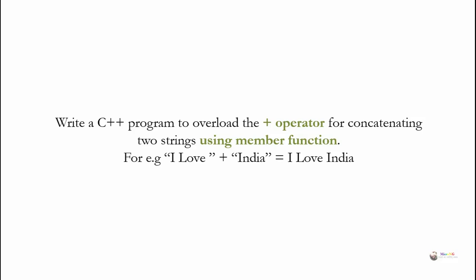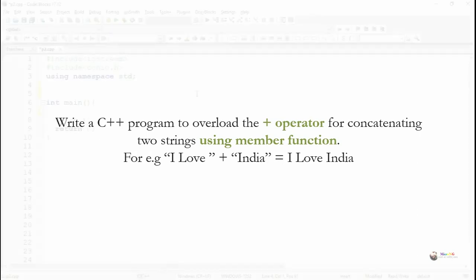Write a C++ program to overload the plus operator for concatenating two strings using a member function. For example, if we have two strings, the first one "I love" and the second one "India", then the concatenated result should be "I love India".